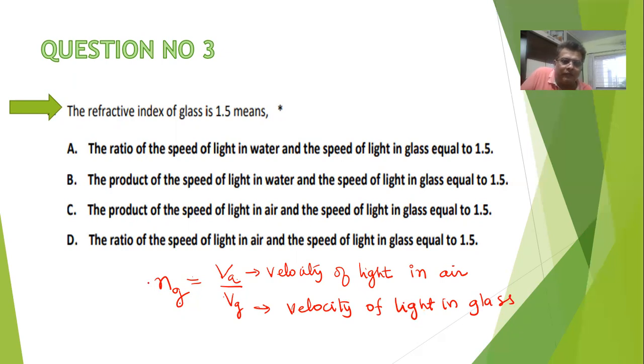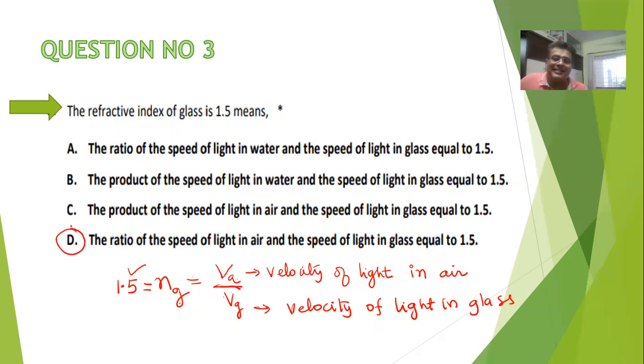Now we know very well what is the value of Ng. Ng value is nothing but 1.5. All right. So refractive index of the glass is 1.5, means what? Your answer is very clear because you know the definition. There is no ambiguity, there is no confusion at all. It is the ratio of speed of light in air to the speed of light in glass, which should be equal to 1.5. So your answer is option number D, my dear students.